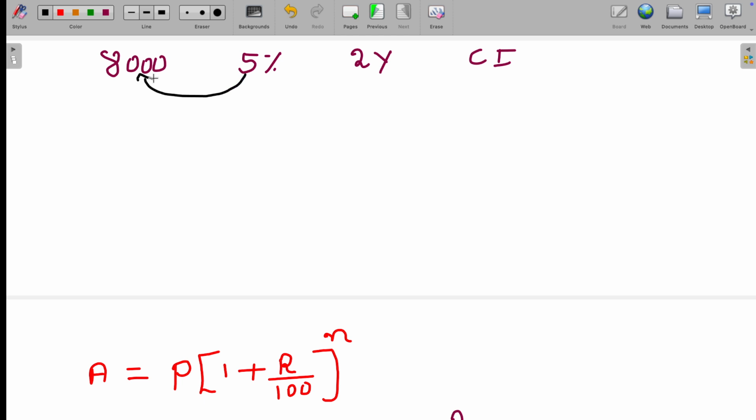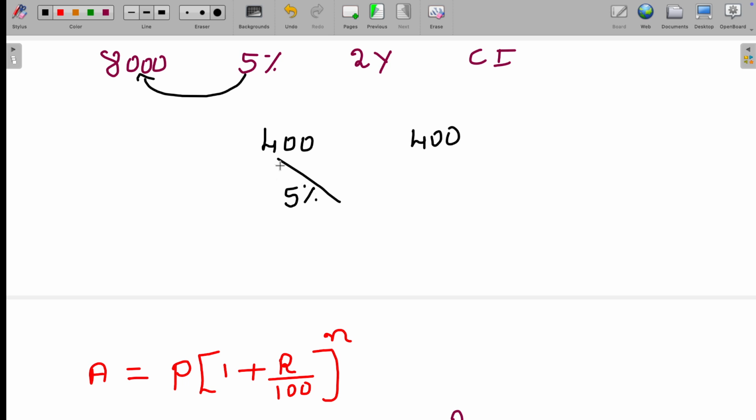How to calculate 5 percentage? 400. Yes, because 10 percentage is 800, 5 percentage is 400. For the first year 400, because yearly we are calculating. First year we get 400 rupees. Second year, interest on interest also we will get, plus principal. 5 percentage of 8,400 I will get.